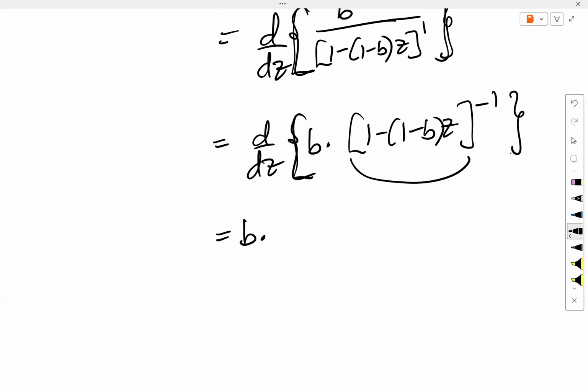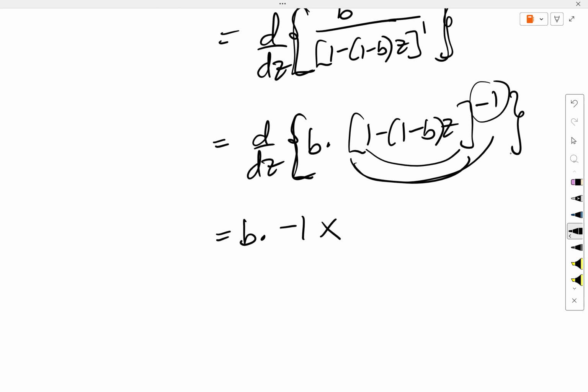To do this one fast, if you follow my series on basic calculus, I talked about function of a function. The way to do that is just 3 steps. This is what you are differentiating, right? So this power minus 1 up here, bring it down. So you have minus 1. That's the first step. Then multiply by the derivative inside the bracket with respect to z.